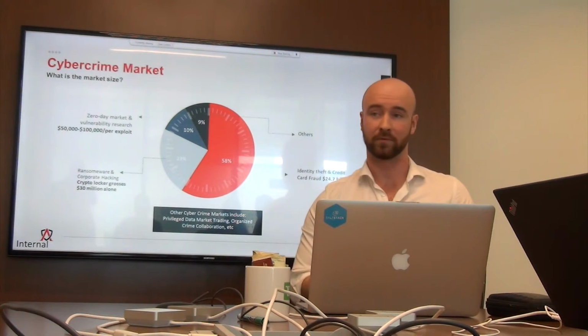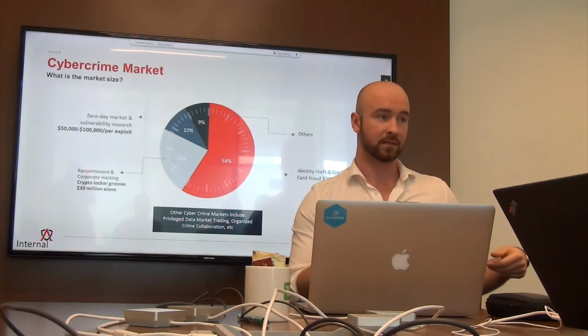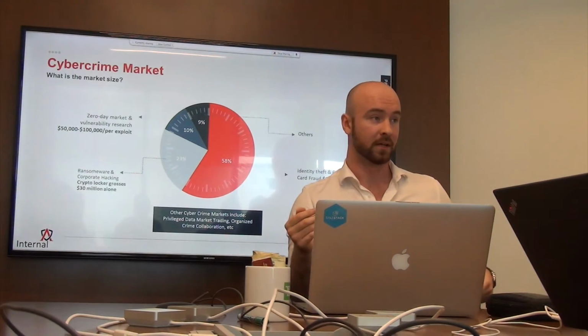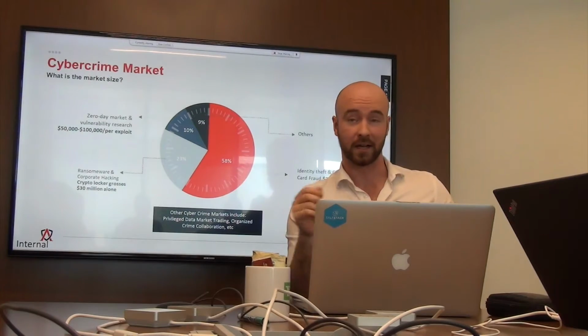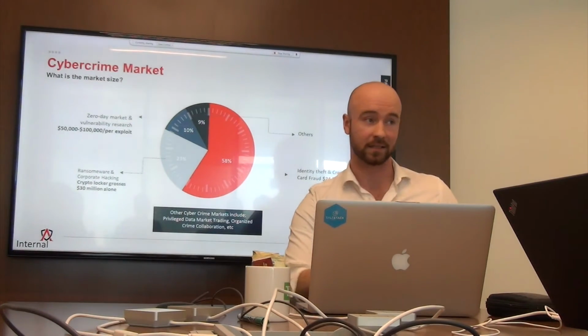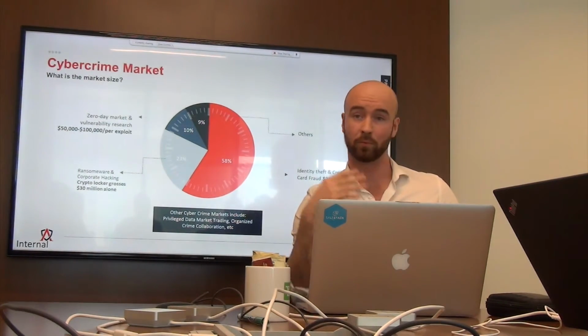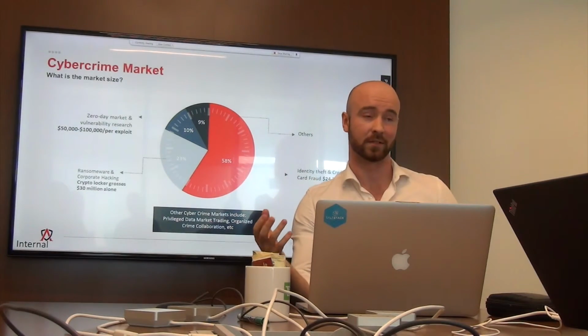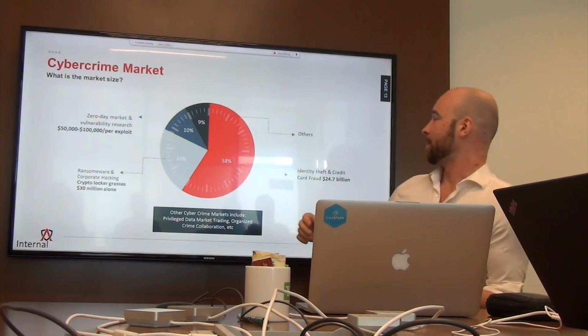So if I made an exploit for iOS, the latest version of it, and only I knew about it, I can literally sell that to the FBI, the CIA, hacker groups. People would pay millions of dollars for these zero-day exploits. And then we have other.